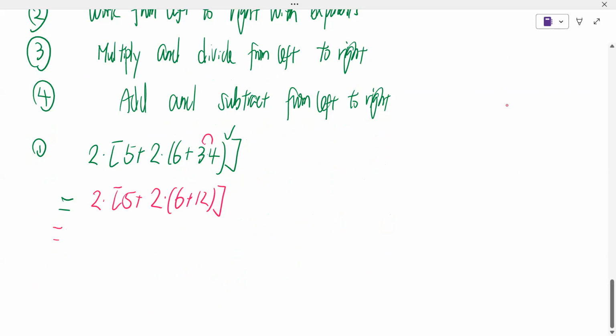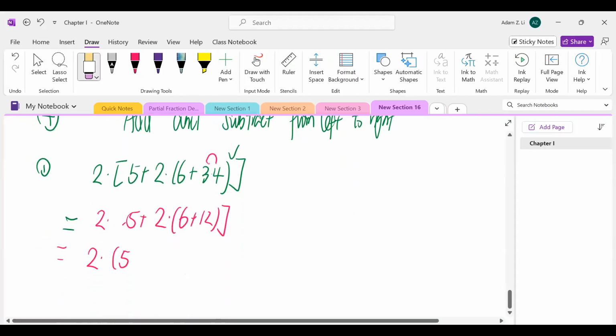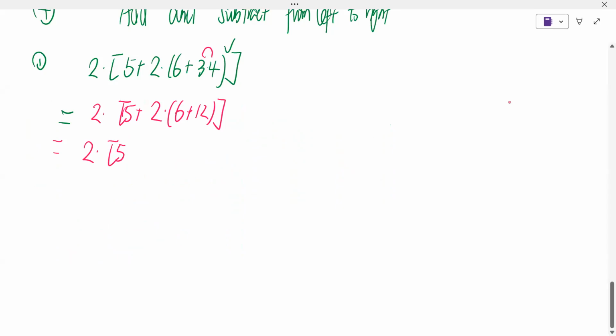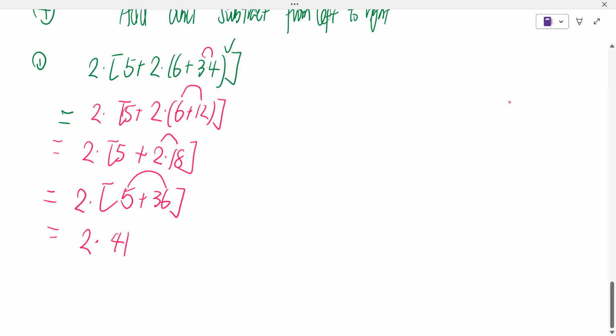Then after that, we get 2 times 5 plus 2 times, now 6 plus 12, that's 18, inside the square bracket. Now we get rid of this parentheses. And then next step, we multiply 2 and 18, because the multiplication is before addition, right? So 2 times 18 is 36. And then 5 plus 36, that's 41. Now we get rid of the square bracket. After that, we multiply 2 and 41, get 82.